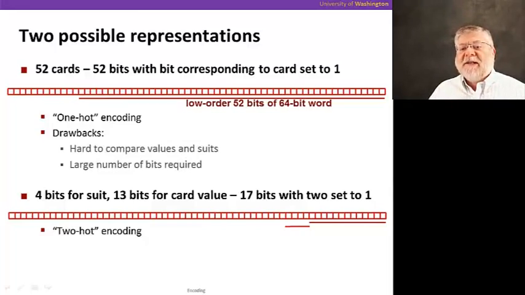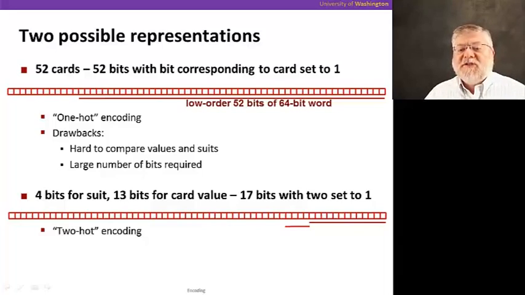What are some of the drawbacks of this? Well, it's going to be really hard to compare values in suits because we have individual bits throughout those 52 where we have to look for the value and suit of the card. And we have a large number of bits to represent one card, an entire 64-bit word. This is called a one-hot encoding where only 1 bit is on.